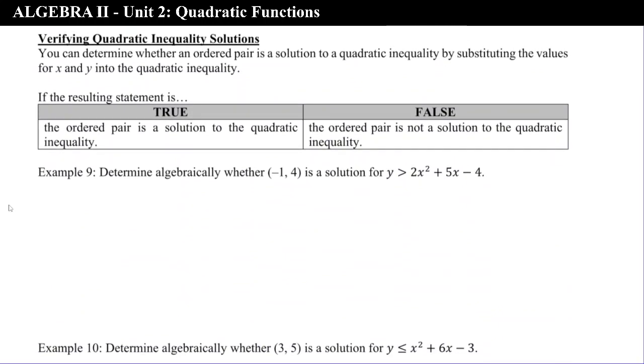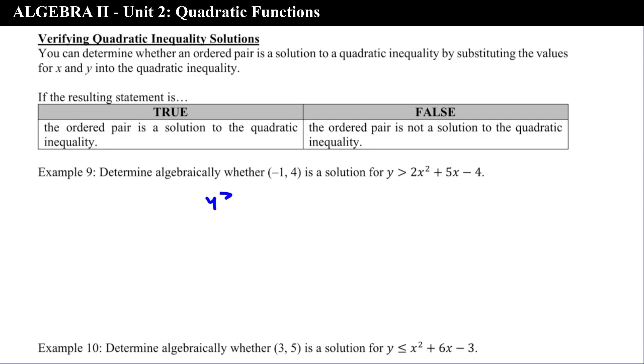Now let's talk about verifying quadratic inequality solutions. So you can determine if an ordered pair is a solution to a quadratic inequality by substituting the values for x and y into it. If the statement is true, then the ordered pair is a solution. If it's false, then the ordered pair is not a solution. And so this is a very easy thing to do. Let's go ahead and start with this first one.